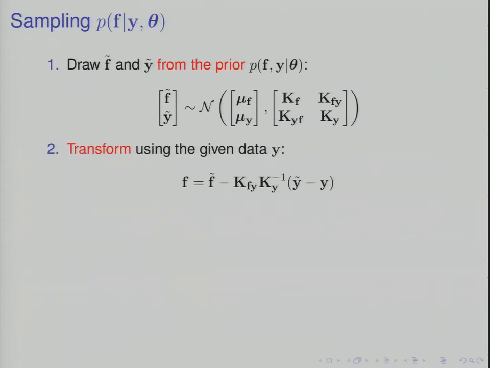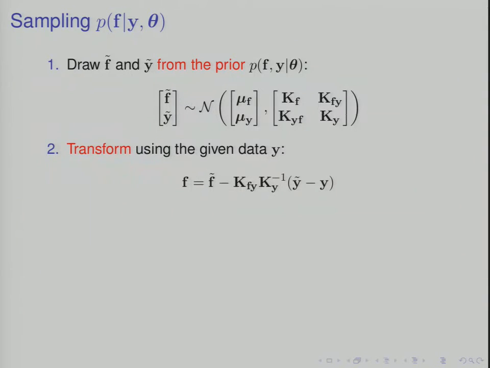And for the function values, we can do this kind of sampling. We first draw samples from the prior, and then we transform the samples from the prior, and actually that is a sample from the posterior. So in a bit more detail, we first draw samples from the generative process, the function values and the data. And then we use that transformation, given the data, and given these f tilde and y tilde samples from the prior. And if you compute the mean and the covariance of that transformation, you see that it has the correct moments.